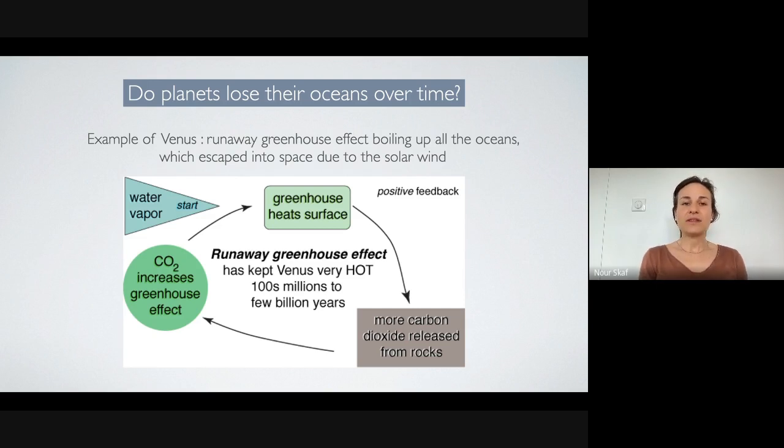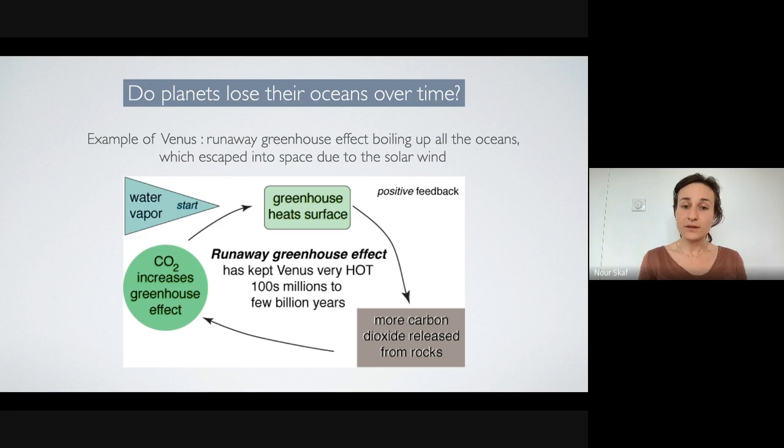Then the question becomes: do planets lose their oceans over time? And what can we observe about the evolution of other exoplanets that could be indicative of what happened on Earth? Maybe you know that Venus used to be habitable, suitable for life. But there was what we call a runaway greenhouse effect that boiled off all the oceans, which then escaped into space due to solar winds. And when one of you asks how atmospheric escape impacts planets, that's one example.